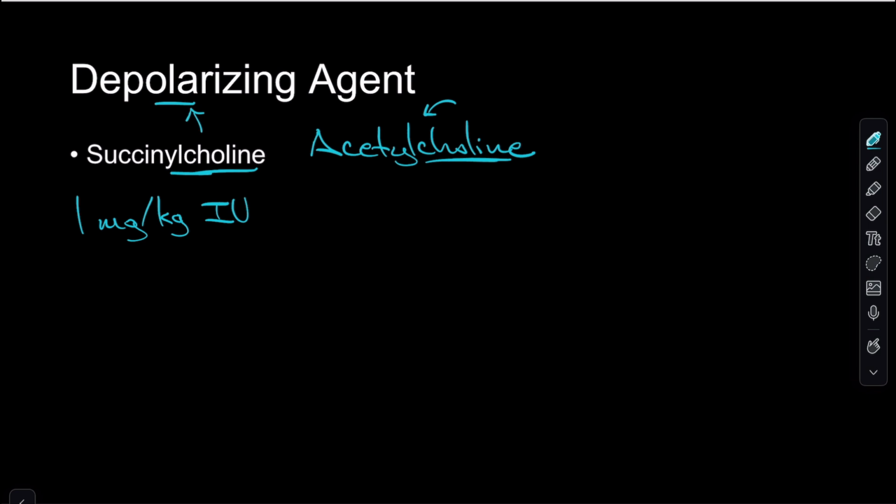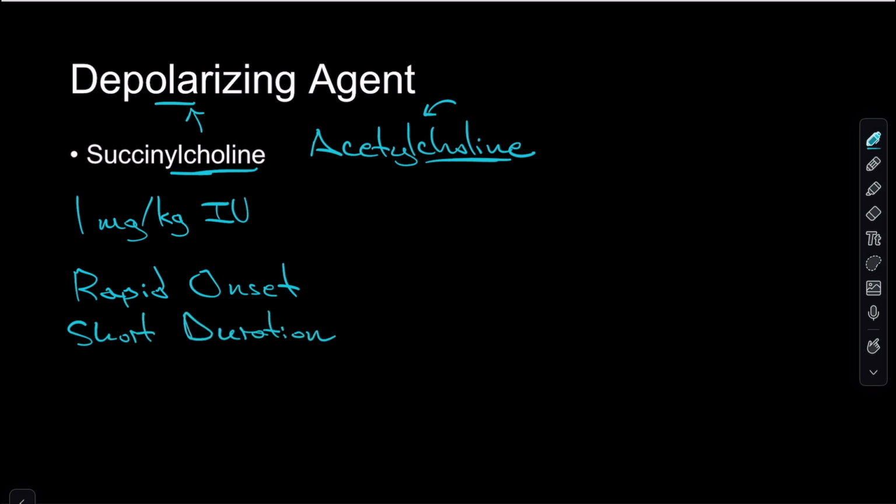Kind of the claim to fame or the most important effects of succinylcholine is going to be the rapid onset and short duration. So onset occurs between 30 and 60 seconds after giving it. So this is going to be the medication that is used very commonly for rapid sequence induction. And then it has a short duration, so it'll only last 5 to 10 minutes.